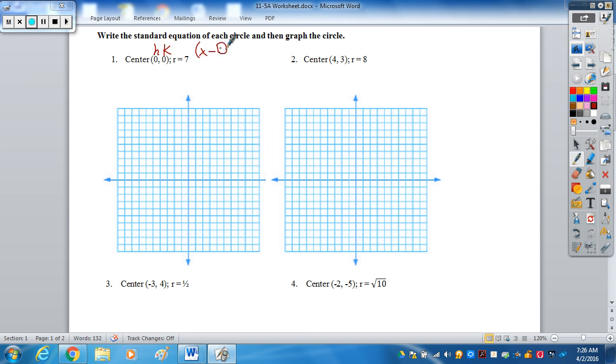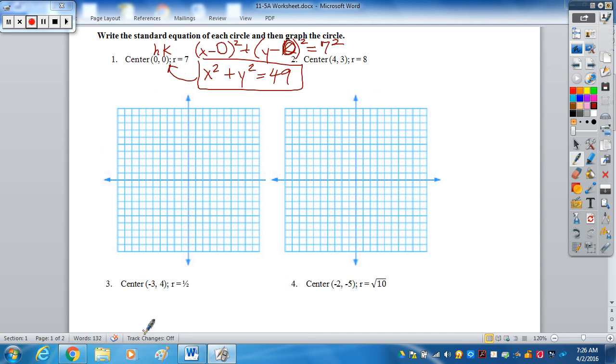(x minus 0) squared, that's the h, plus (y minus 0) squared, that is 0 as well, is equal to the radius squared. Now, I always want you to simplify everything down into its simplest form. As a result, we don't need to put this 0 here. It's understood. We don't have to put this 0 here either. And then the 7 squared, I want you to go ahead and square that. This is the equation that I want you to use given this information.